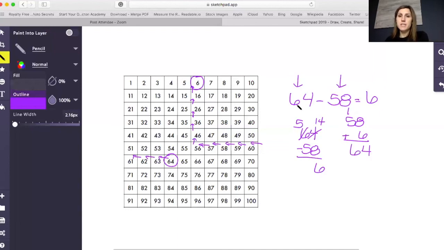And notice here, 64 minus 58 equals 6. 6 plus 58 equals 64. So it's two different ways to check my work.